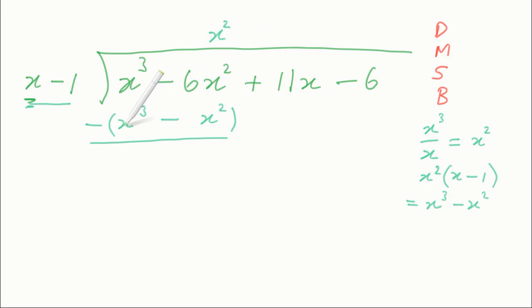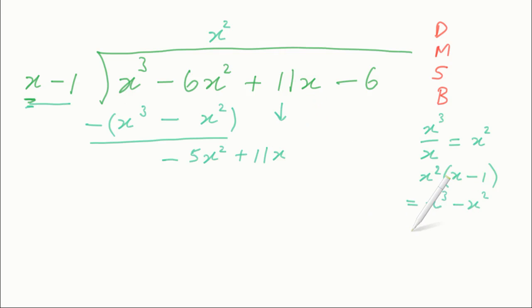Minus 6x squared minus minus becomes plus. So minus 6x squared plus x squared is minus 5x squared. That's the subtract part done. And then bring down the 11x, so plus 11x. And then you repeat those four things.